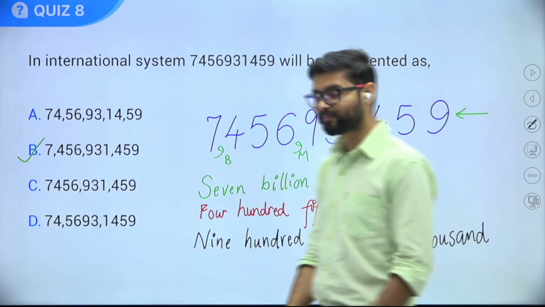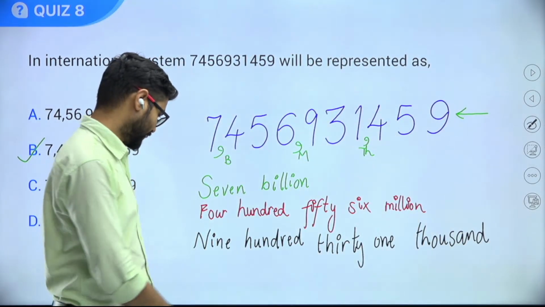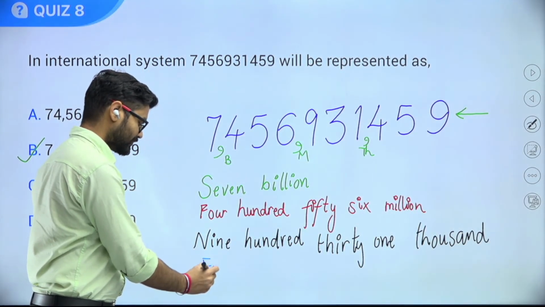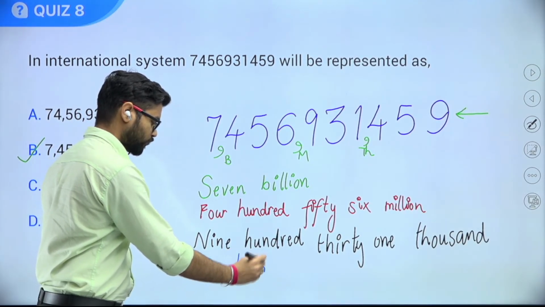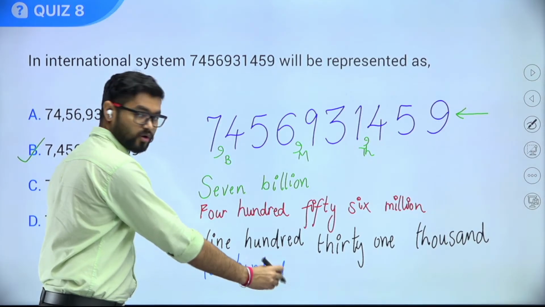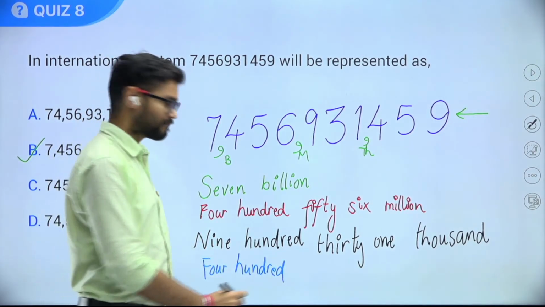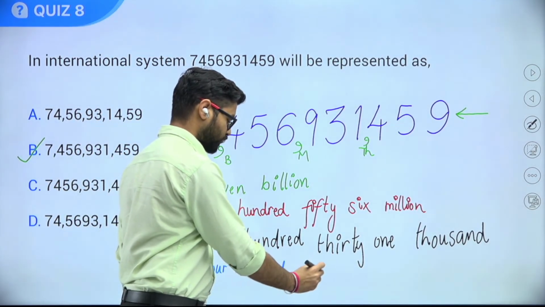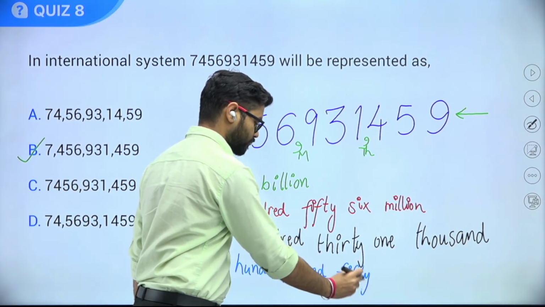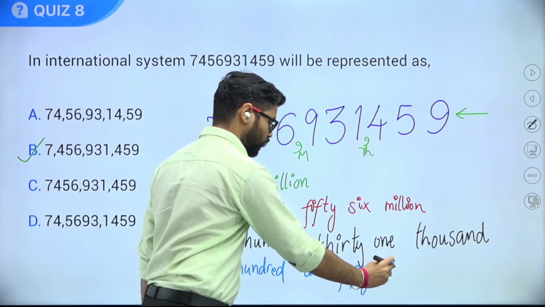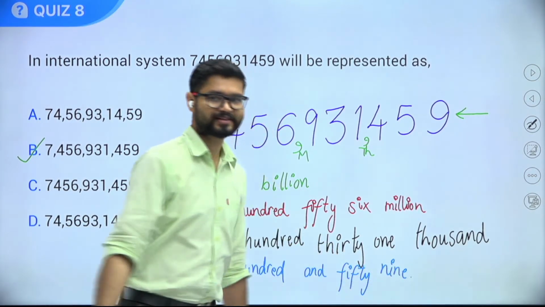This we can write simply as 459. Okay? Yeah, just like that only.